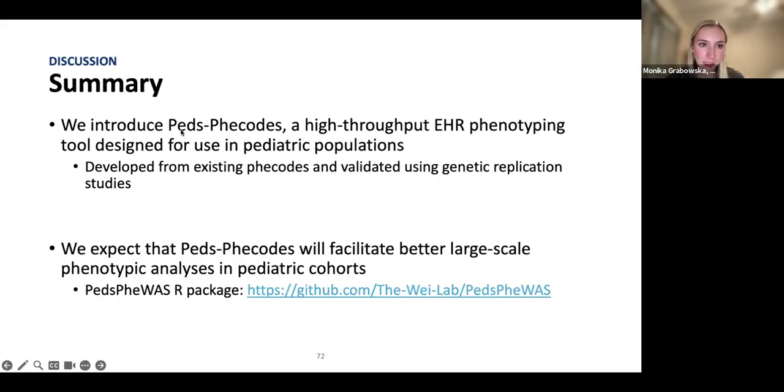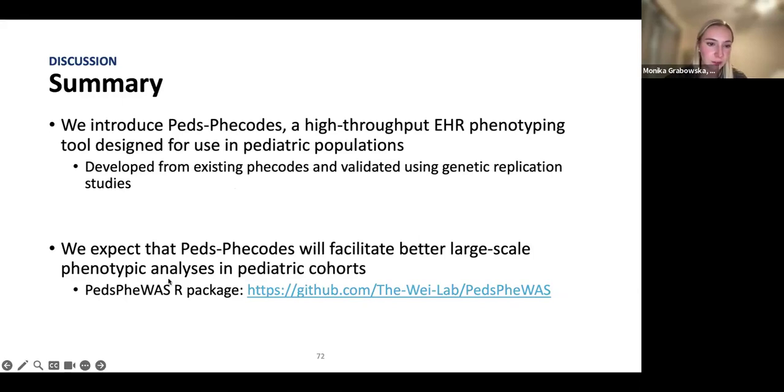And then in summary, hopefully we've introduced PEDS Phecodes as a high throughput EHR phenotyping tool specifically designed to be used for performing phenome-wide association studies in pediatric populations. The PEDS Phecodes were developed from existing Phecodes and then validated using comparative PWAS analyses. And we really hope that these PEDS Phecodes will facilitate better large-scale phenotypic analyses in pediatric cohorts.